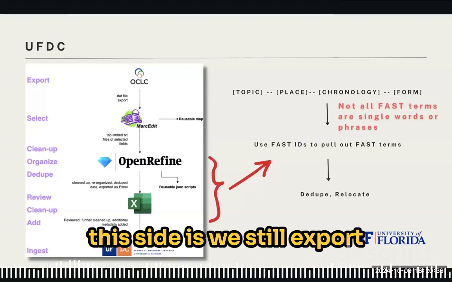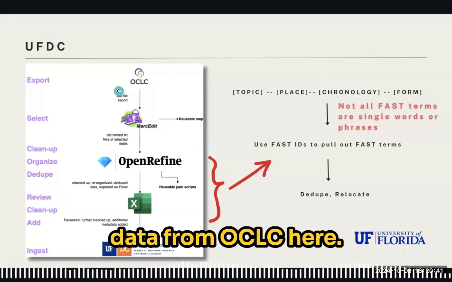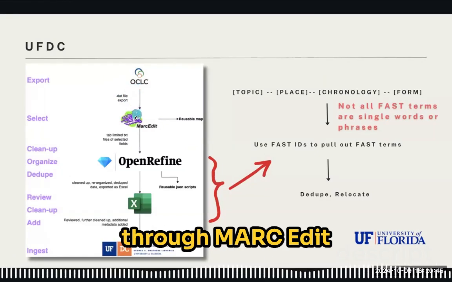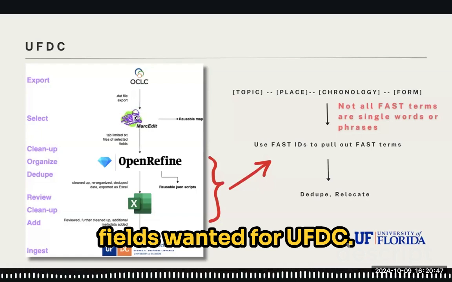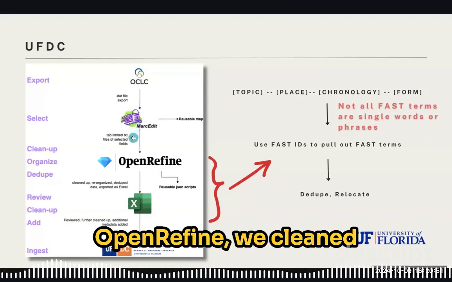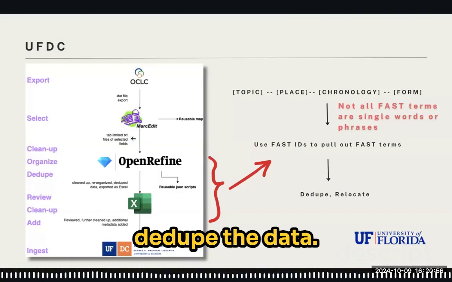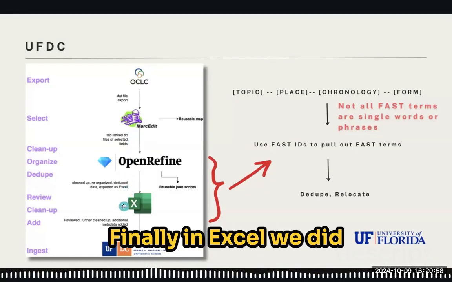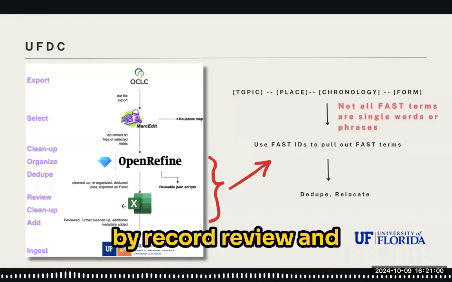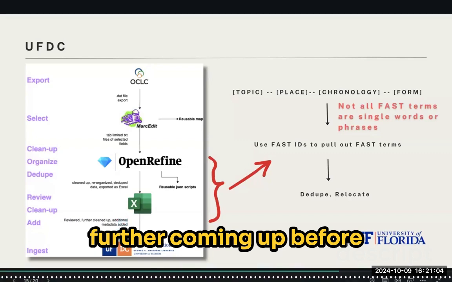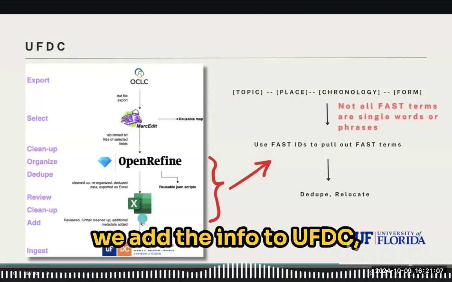So what happened on this slide is we still export data from OCLC here, and then we send them through MarcEdit where we select the fields wanted for UFDC. After that, in OpenRefine, we cleaned up, reorganized, deduped the data. Finally, in Excel, we did the last runs of record by record review and further clean up before we add the info to UFDC.